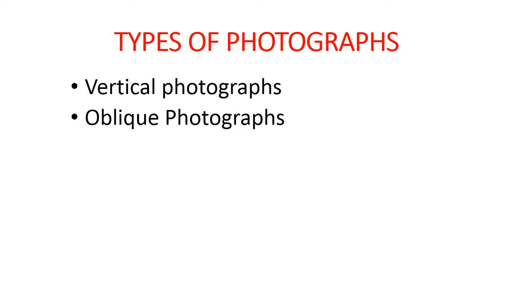The next type is oblique photographs. Aerial photographs taken with the optical axis of the aerial camera tilted from the vertical are known as oblique photographs.